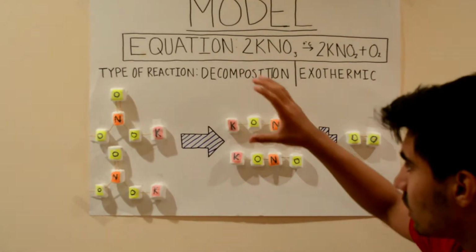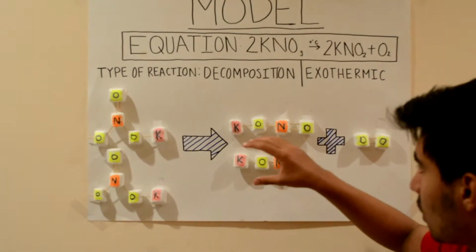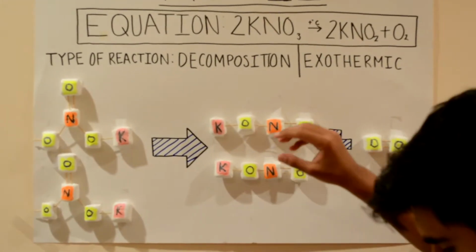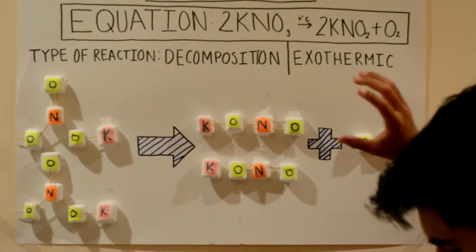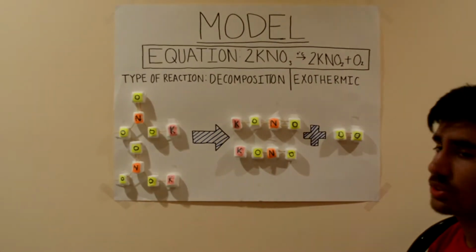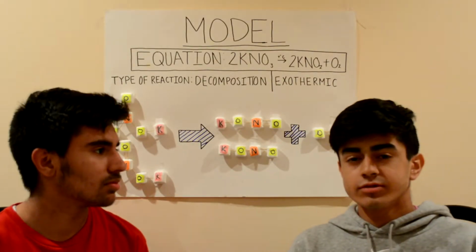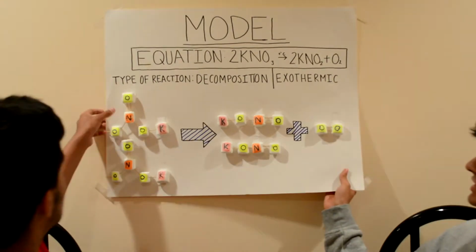Potassium nitrate decomposes through the spark, which is given in this firework, which creates the decomposition chemical reaction, which produces 2KNO2 and 2 oxygen. And well, yeah, that's our project. That's our project, man.